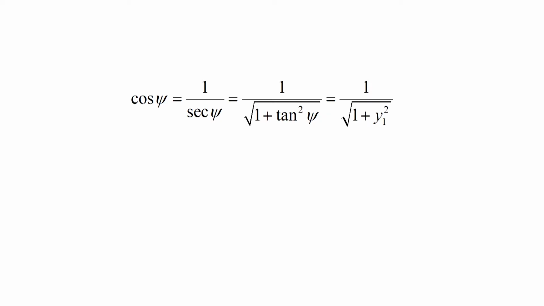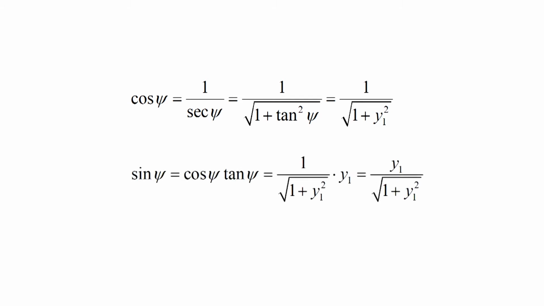Thus, cos psi is equal to 1 upon sec psi, which is equal to 1 upon square root of 1 plus tan square psi, which is equal to 1 upon square root of 1 plus y1 square, and sin psi is equal to cos psi times tan psi, which is equal to 1 upon square root of 1 plus y1 square times y1, which is equal to y1 by square root of 1 plus y1 square.